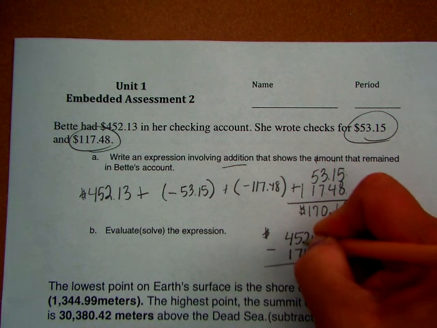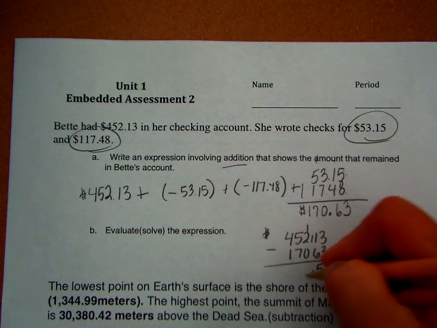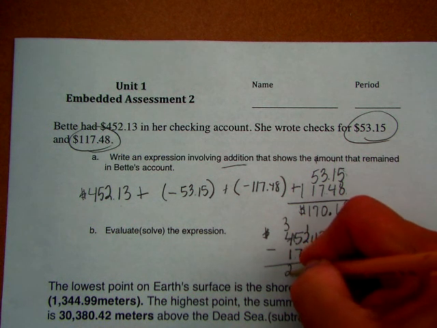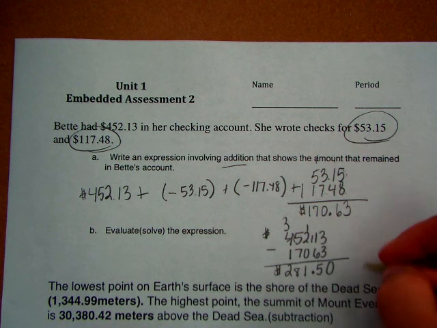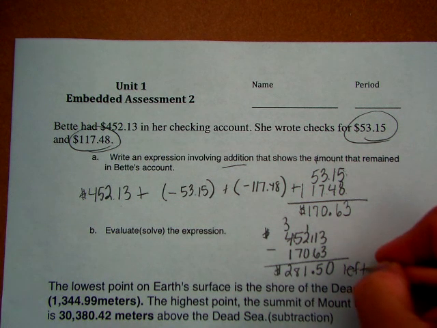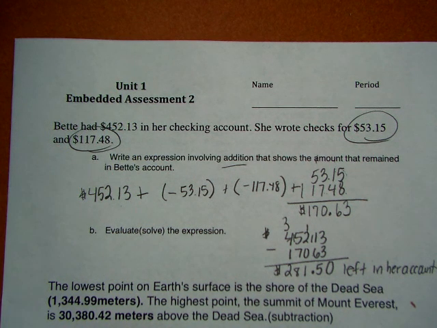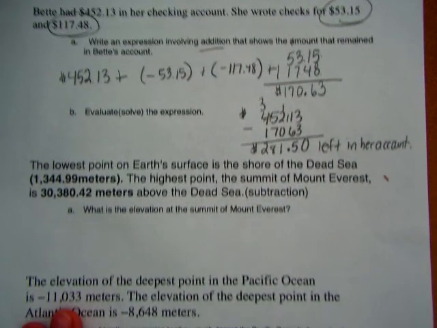Okay? It gets a little tricky when you borrow. You're going to go ahead and do this because you can't use a calculator. Okay, so make sure you do your borrowing correctly. And you get $281.50 left in her account. You need to make sure that you say all of that information. Okay? All right, next problem.